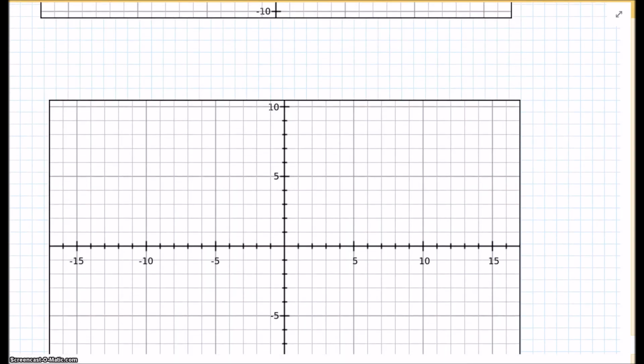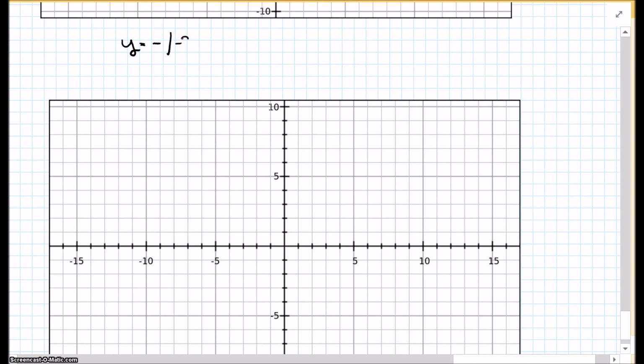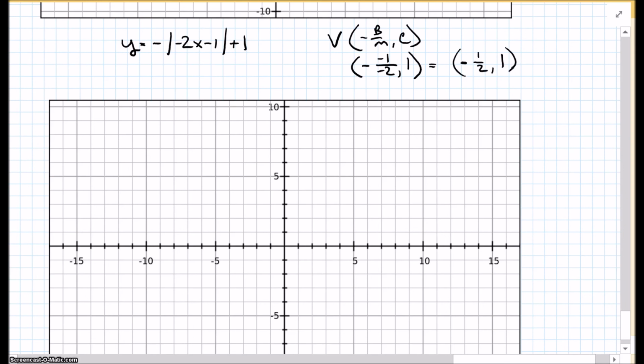Okay, moving on. Number 45. Here's the equation. Y equals negative absolute value of negative 2x minus 1 plus 1. So my vertex is negative b over m comma c, which would be negative 1 over negative 2 comma 1. So that would reduce to negative 1/2 comma 1. So that's my vertex. So let's just plot a point above and below.